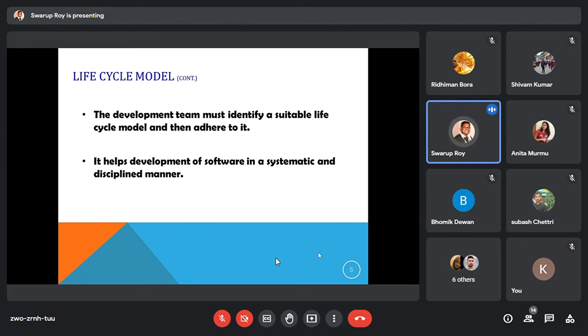There is a high chance that it may cross, but it should not go beyond a certain limit. Otherwise it will affect the other phases also, and finally it will affect the ultimate delivery deadline. And that is most important. The delivery deadline should not be compromised as far as possible.